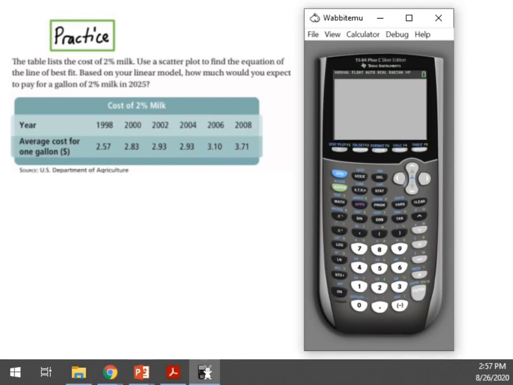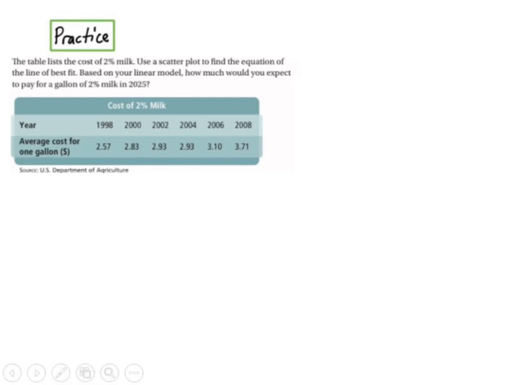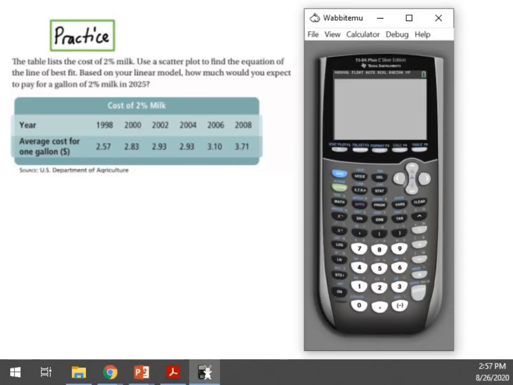All right, so let's go ahead and start entering information. As we go back to our stat menu, we're going to go to edit again. Notice here we have things in our list, so we can just go up to L1 and clear it out. If you hit clear and then down, it clears it out. You can do the same thing for L2. And now we're going to enter the information into our L1 and L2 columns.